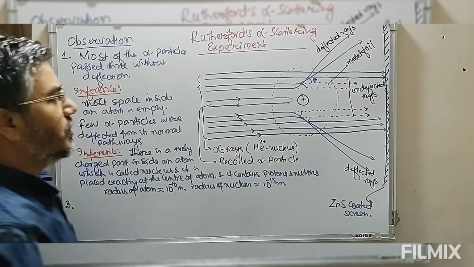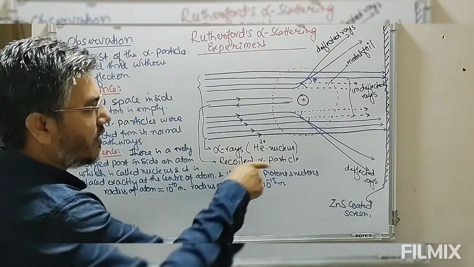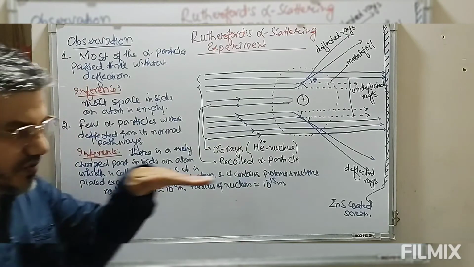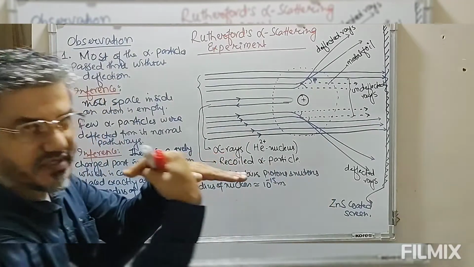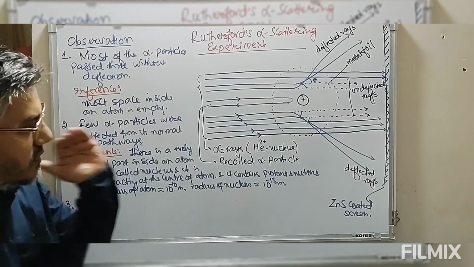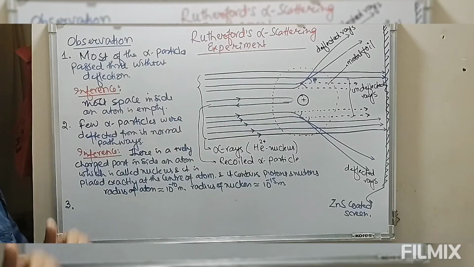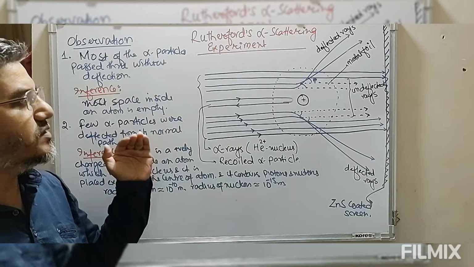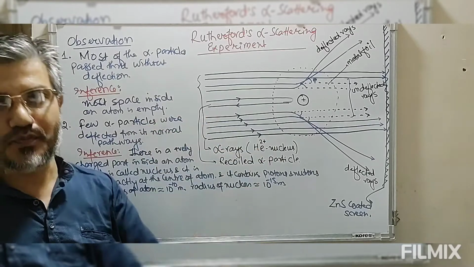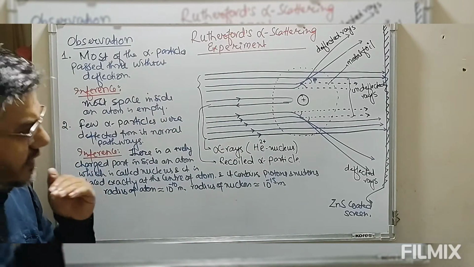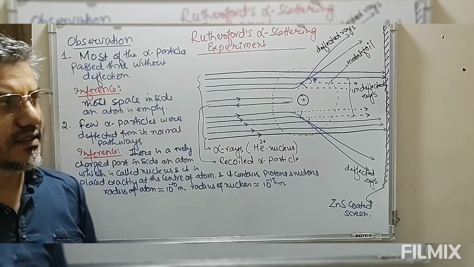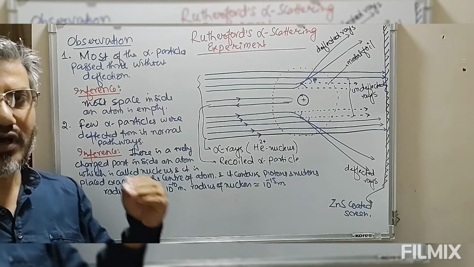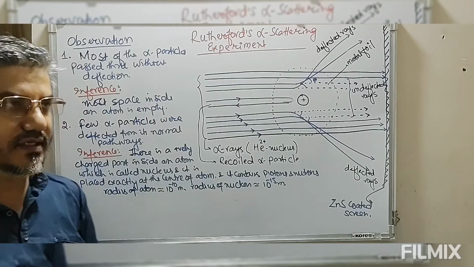So now look at this. This is recoil alpha particles. They come back only in the same direction from which they had moved. So the third one is very few alpha particles were found to recoil their path. Then he says very few alpha particles were found to deflect their path.